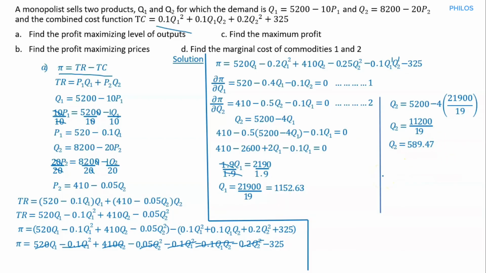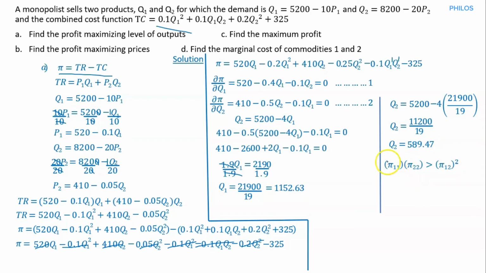To confirm if profit is maximized, the second order partial derivative of profit with respect to Q1 times the second order partial derivative of profit with respect to Q2 should be greater than the cross order partial derivative of profit squared. If you want to confirm if something is minimized, it should rather be less. But to confirm maximization, the product of these two should be greater than the cross order square.